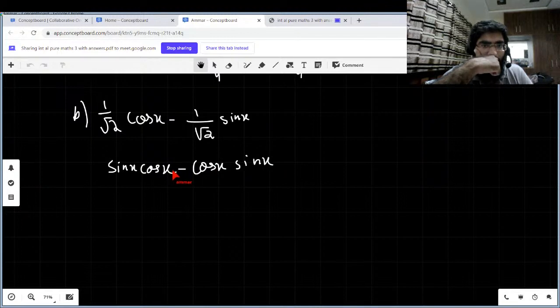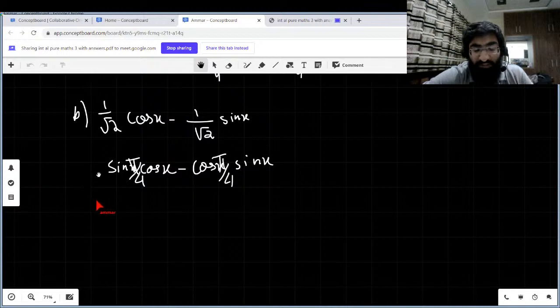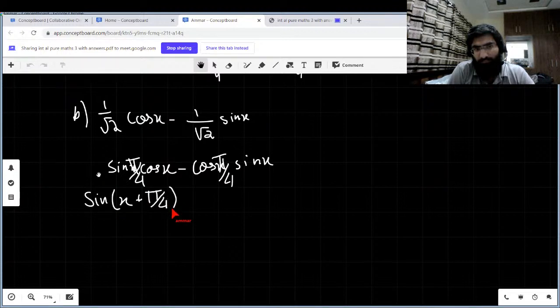Where did you get the sine x from? Pi by 4, sorry, yeah. And that's what I'm saying. Keep x first, because we have to show our formula as sine x plus or minus theta, not as sine theta plus or minus x. So then you would get sine x plus theta by 4. That's it. Minus.